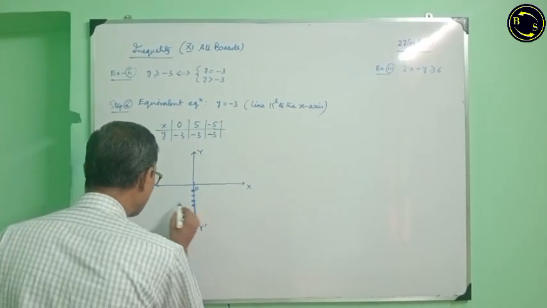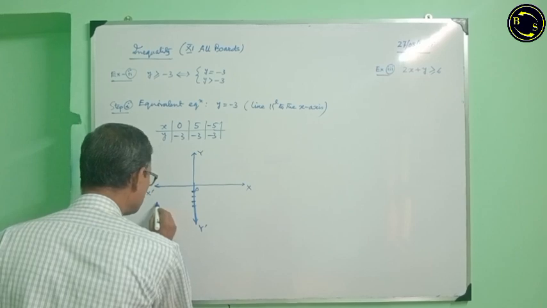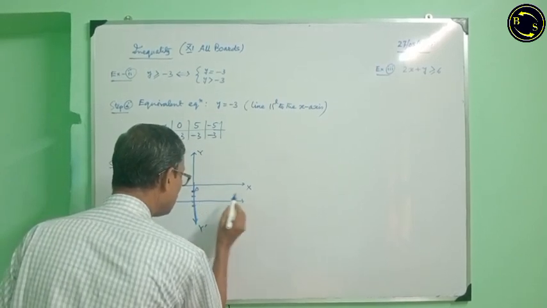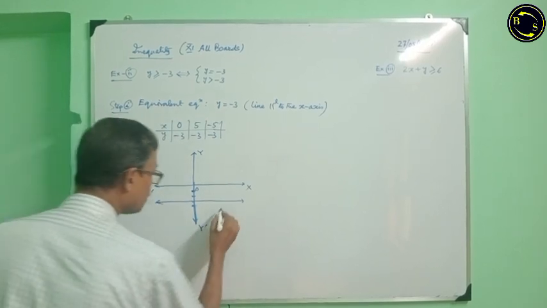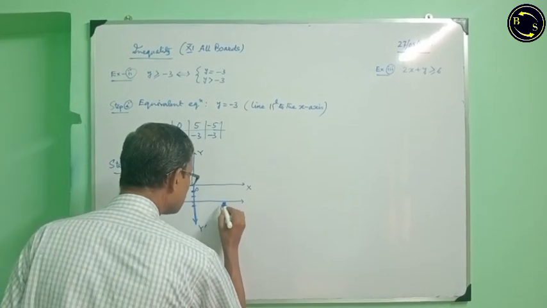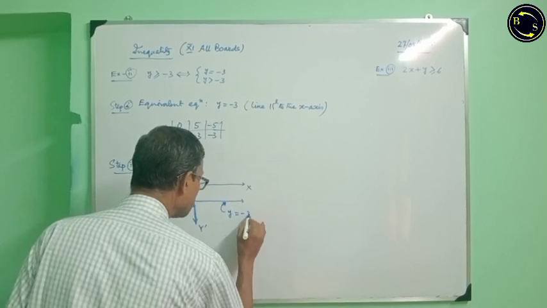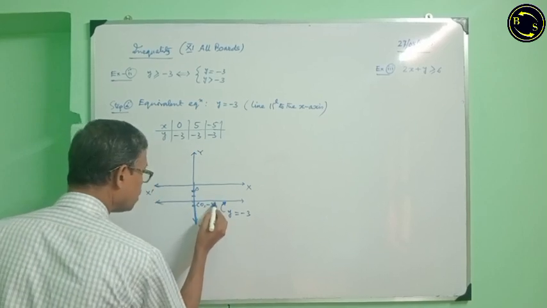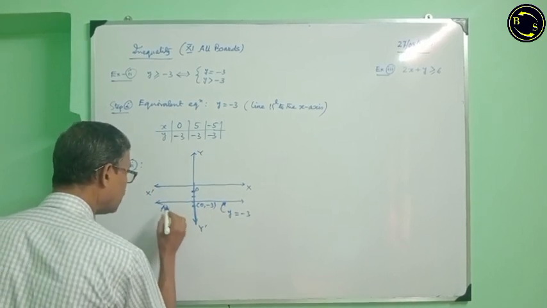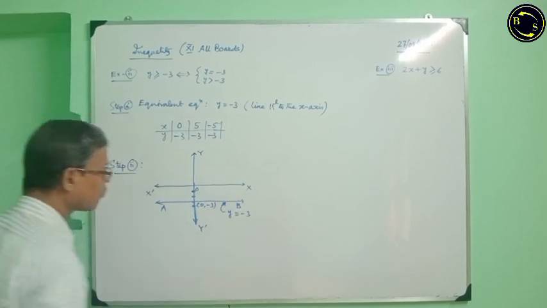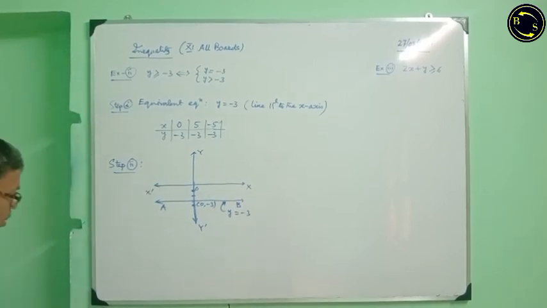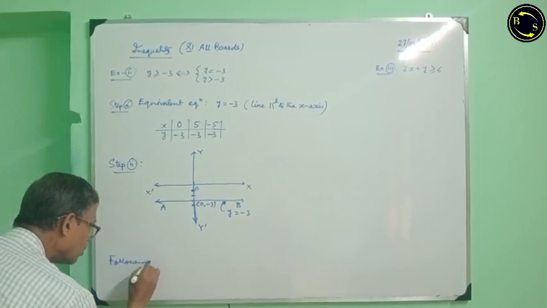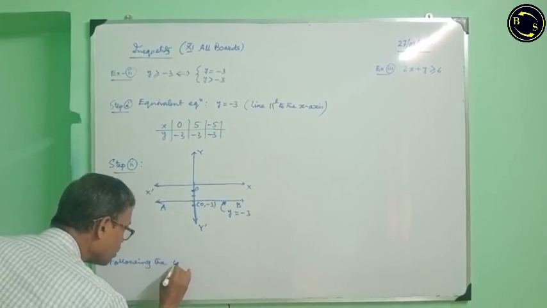Now I draw the line parallel to x-axis passing through this point. This line represents y is equal to minus 3. This is the 0, minus 3 point. Write the statement following the conventional way.